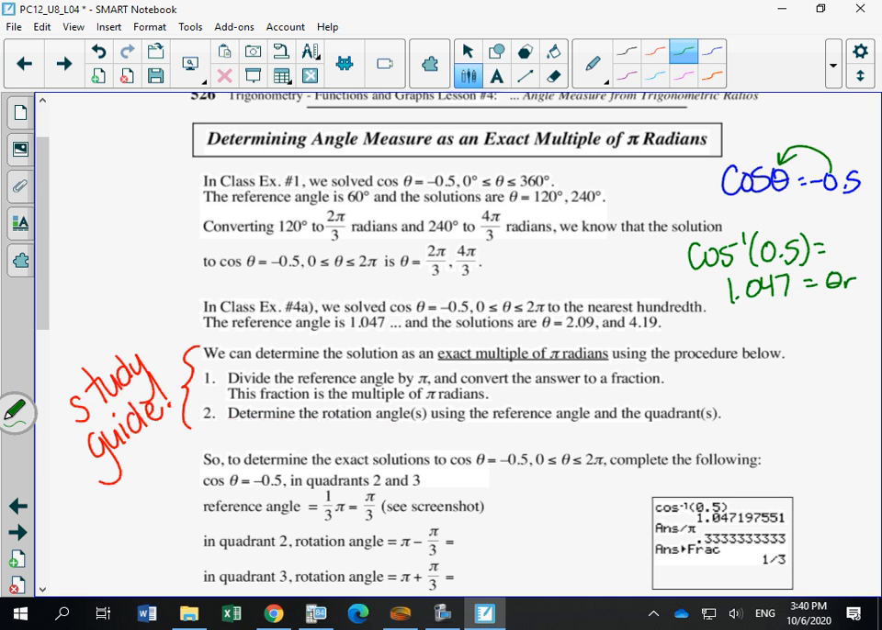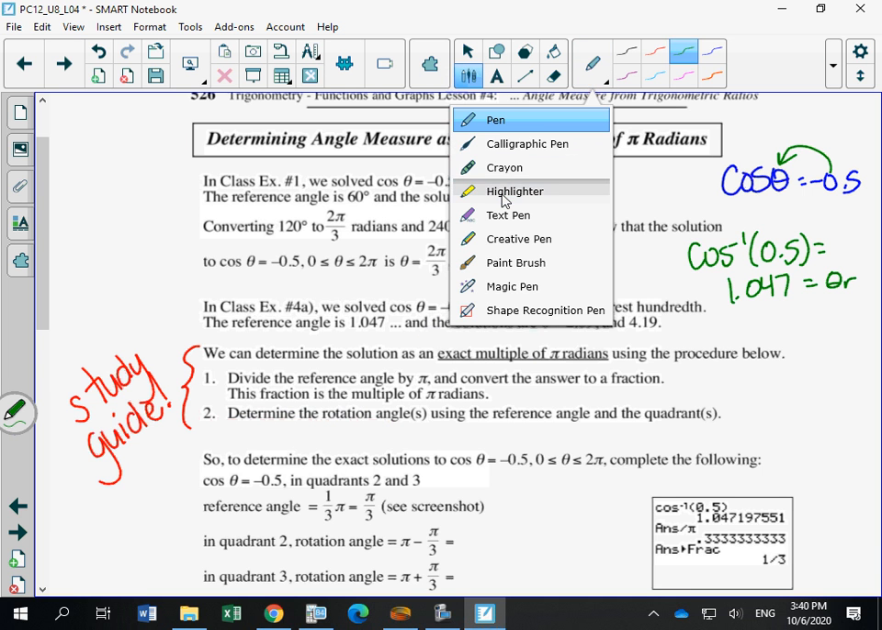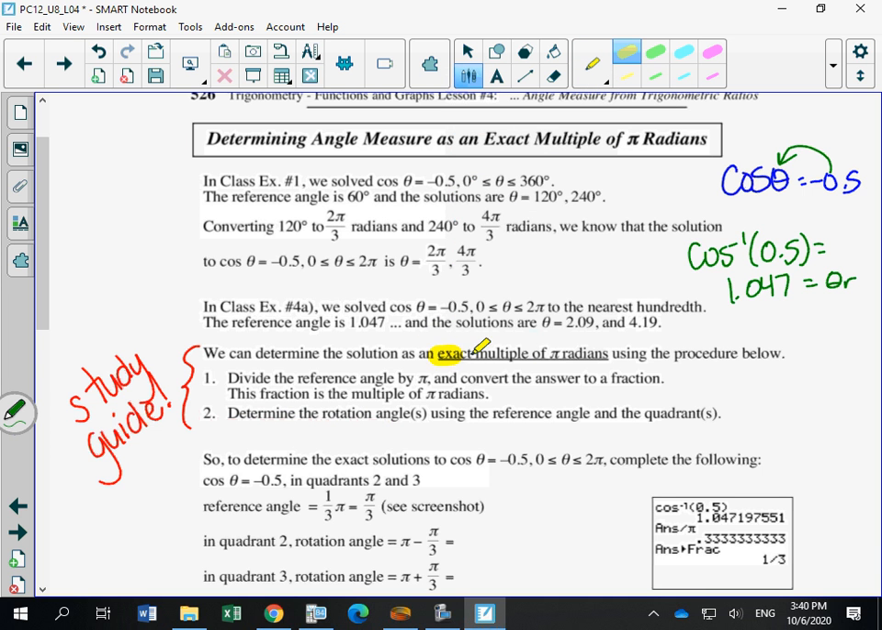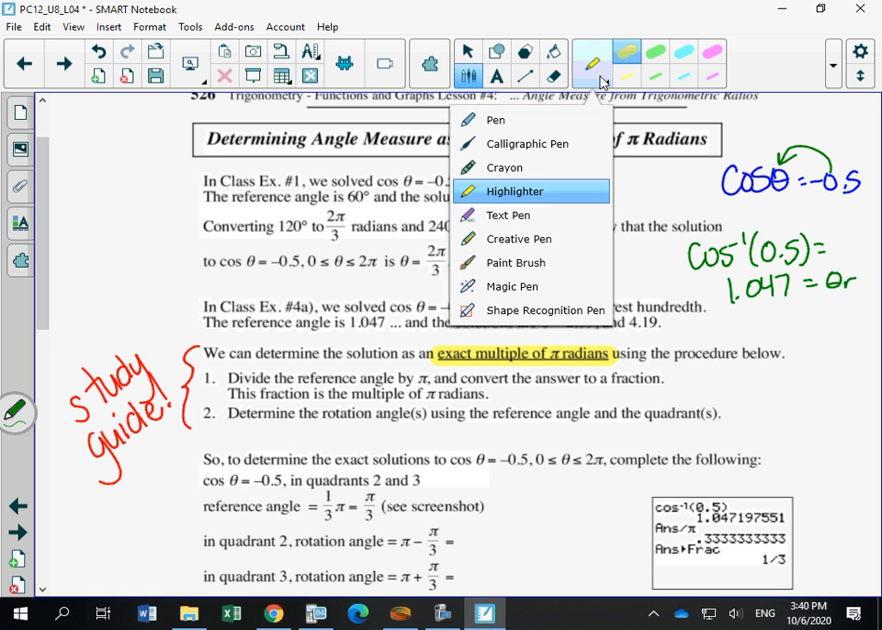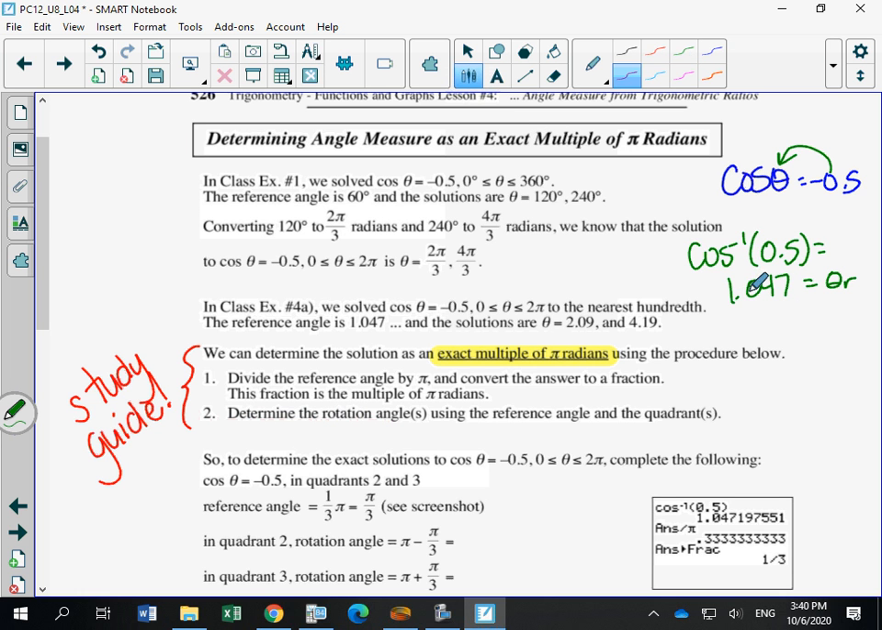That is equal to our reference angle. So if I said to you, how many radians is this on our unit circle? Give your answer as an exact multiple of pi radians. This is the wording that they would use. Here's how you would calculate that. You would take your reference angle.